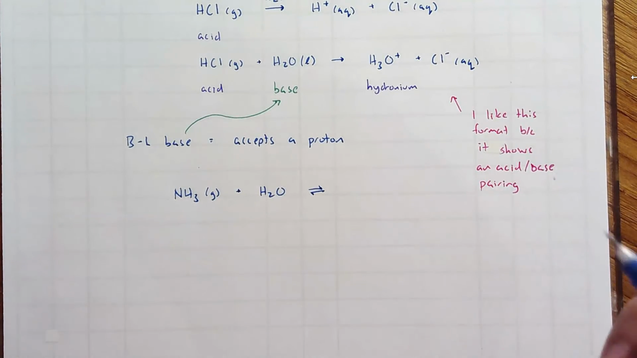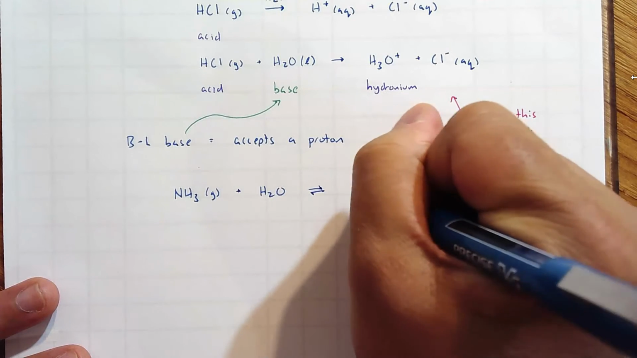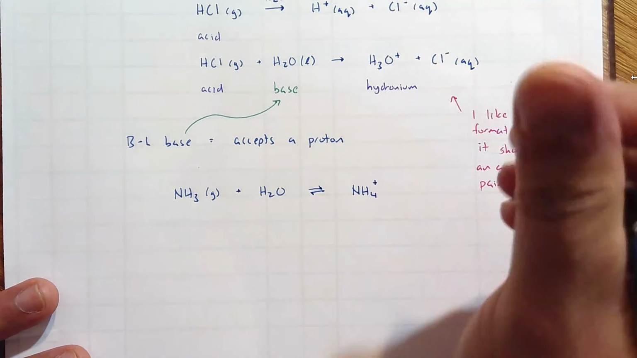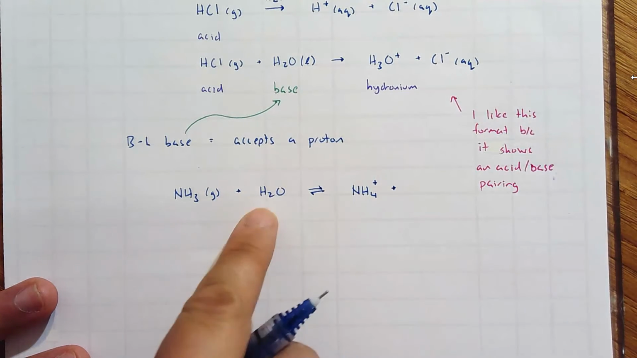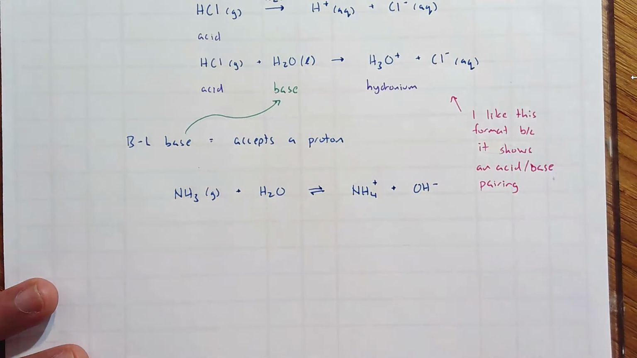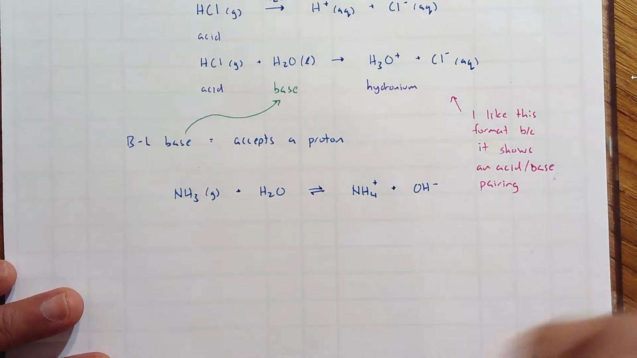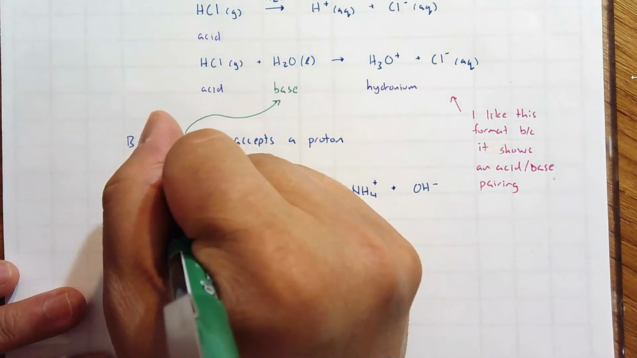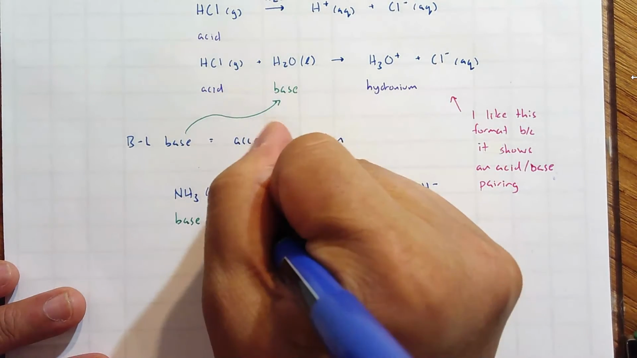And now what happens here is the base, NH3, accepts a proton and becomes ammonium. Plus, well, water donated its proton, so now it's hydroxide. So there's a lot of good polyatomic ion information that should be familiar. But first of all, let me label this. This is the base, and technically this is the acid.